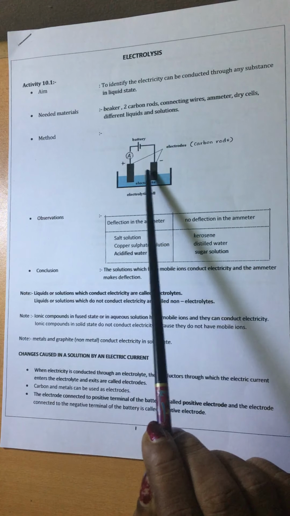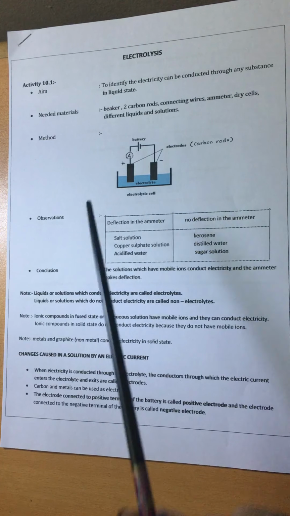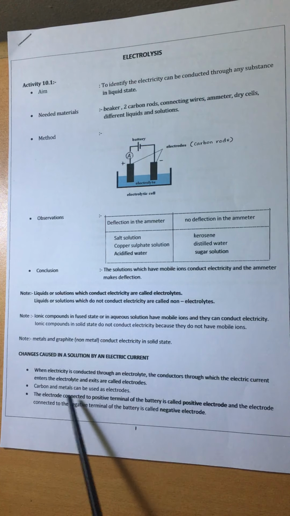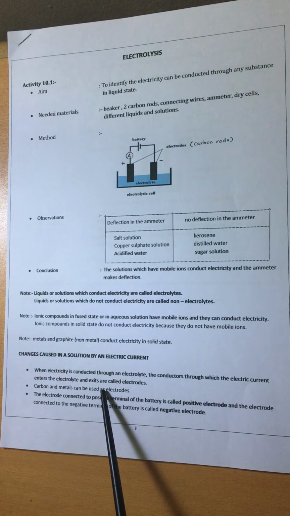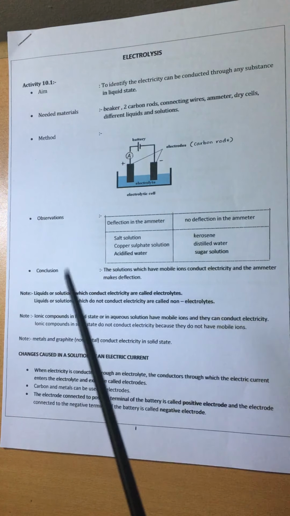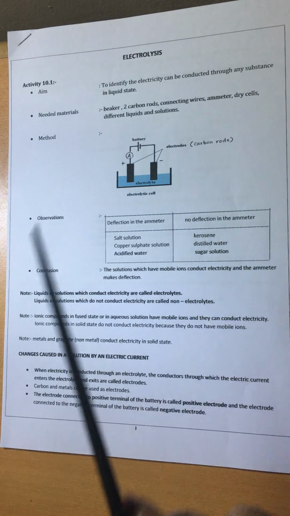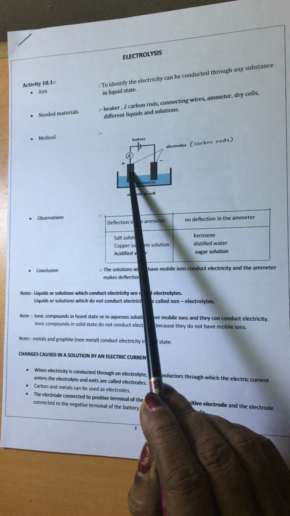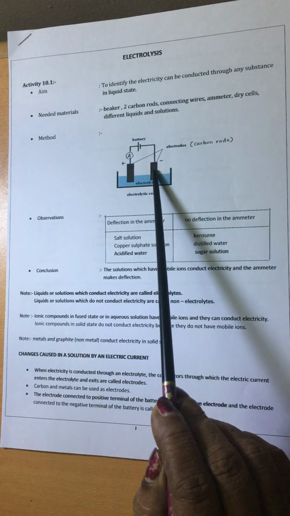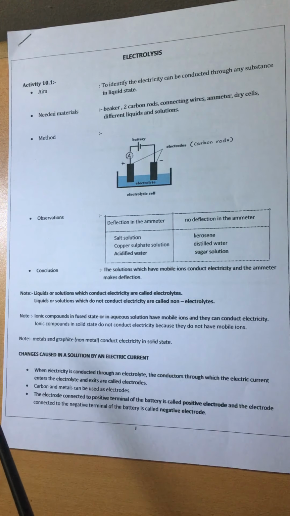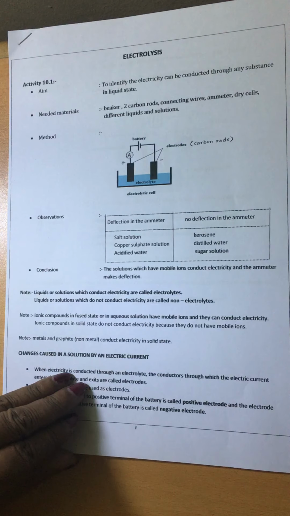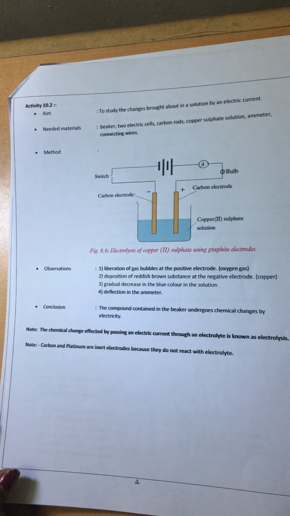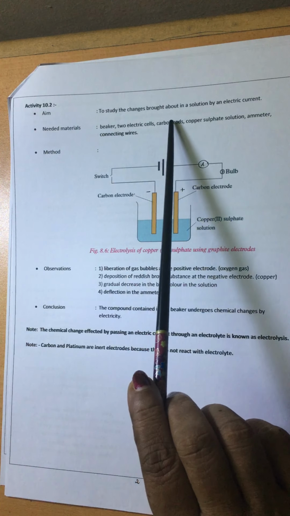So through electrodes, these are the electrodes. When electricity enters and exits the electrolyte, that is through the electrodes. Carbon and metals can be used as electrodes. The electrode connected to the positive terminal of the battery is the positive electrode, and the one connected to the negative terminal of the battery is the negative electrode. Right, so you understood this.